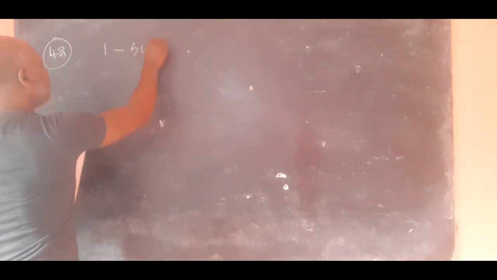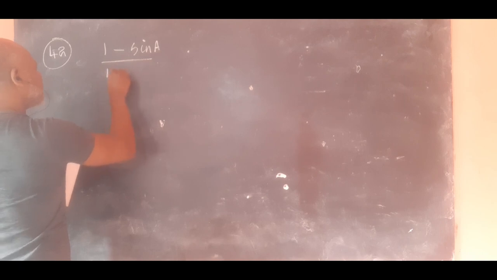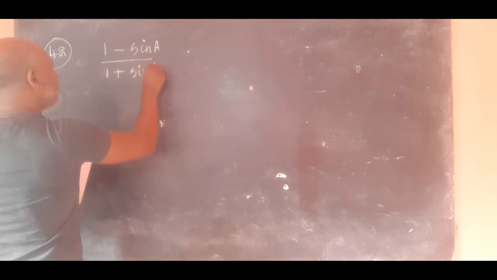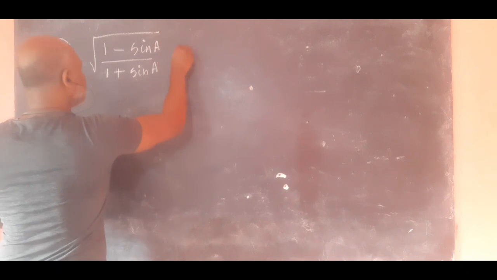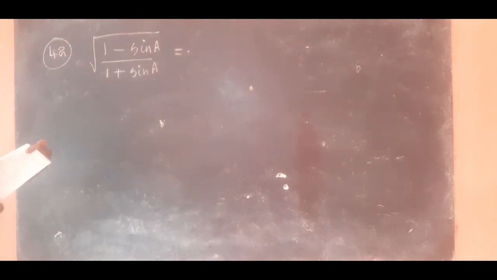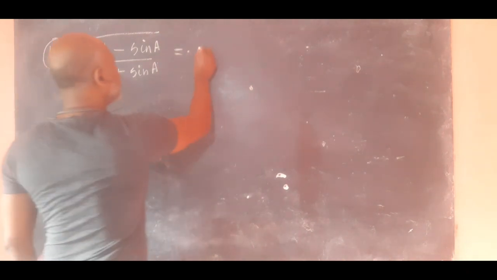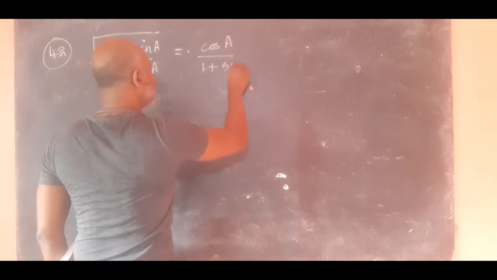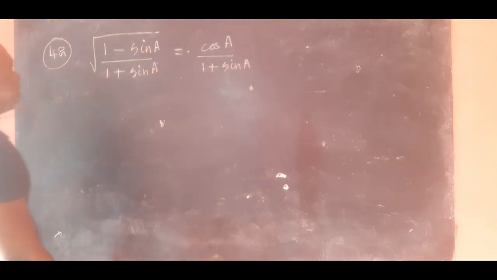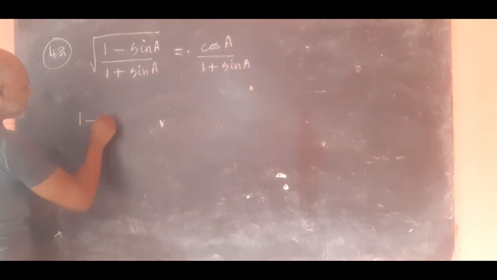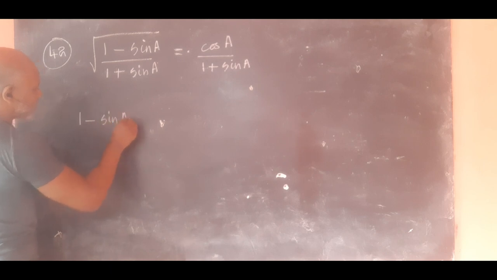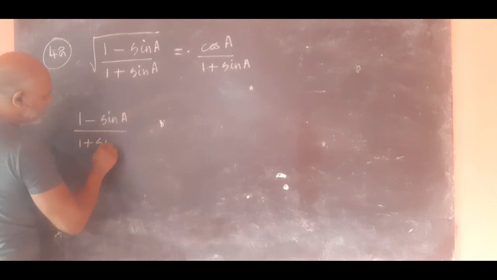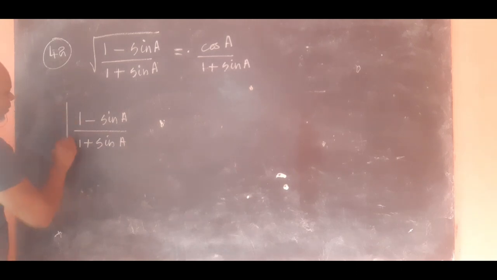Question 42 is square root of (1 minus sin A by 1 plus sin A) is equal to cos A by 1 plus sin A. So we will put this down, 1 minus sin A by 1 plus sin A under root.